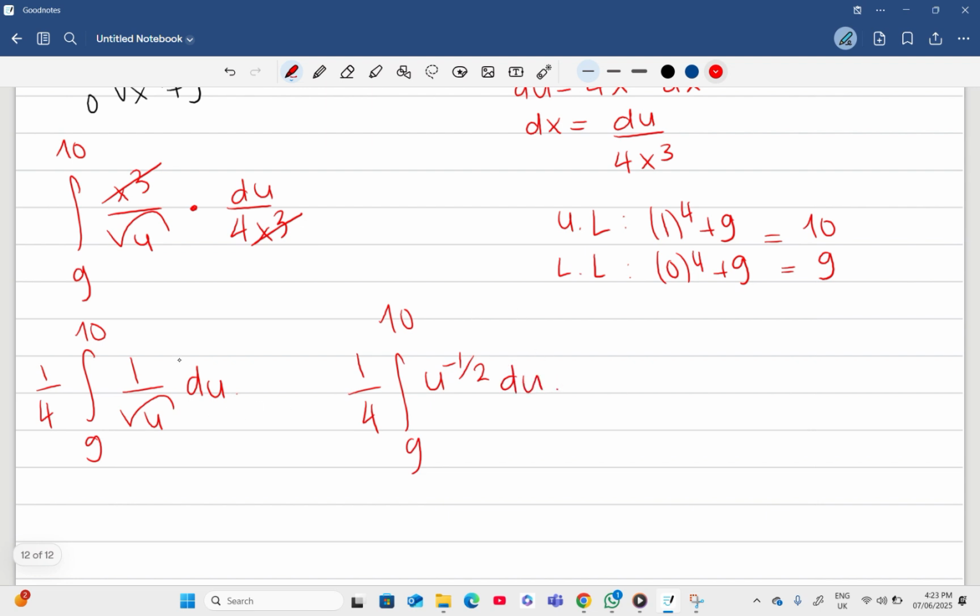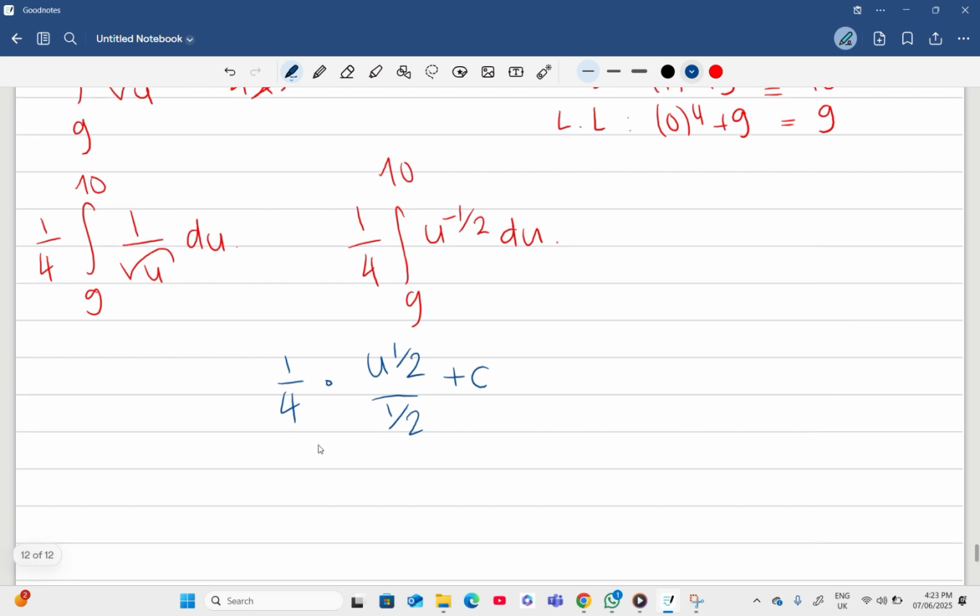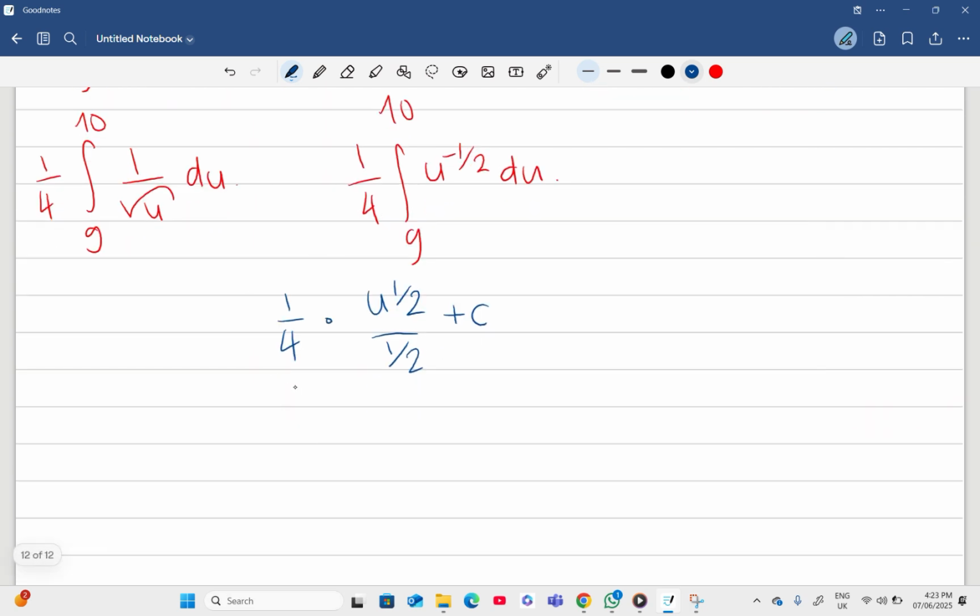Since this is down, I'm going to take it up, and now I am going to integrate. I'm going to get 1 over 4 into u to the power of half over half plus c. Now if I'm going to rewrite this, it's the same thing as saying 1 over 4 multiplied by, don't forget, this is 1 divided by 1 over 2, so it's going to give me 2, u to the power of half plus c. 2 over 4 is just half, and then u to the power of half is radical u. So half radical u plus c.